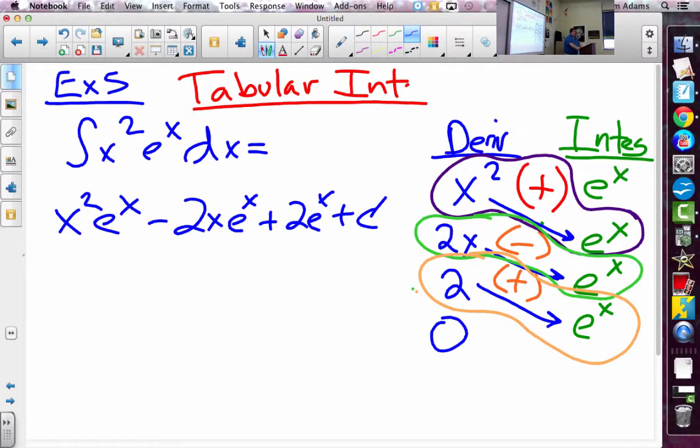Now, when can we use tabular integration? If you see e to the x or sine or cosine.